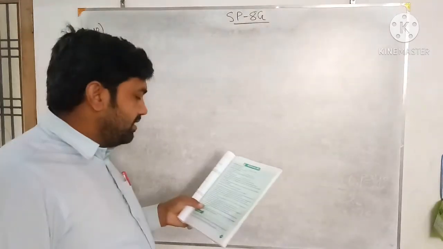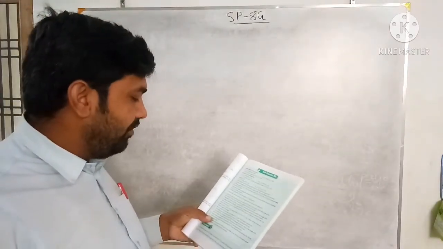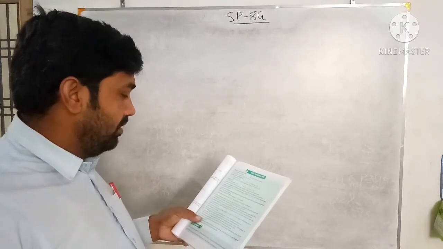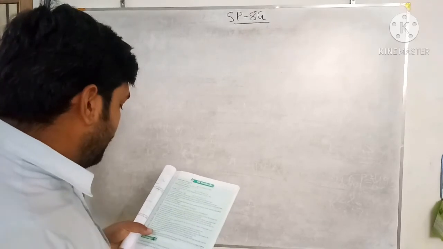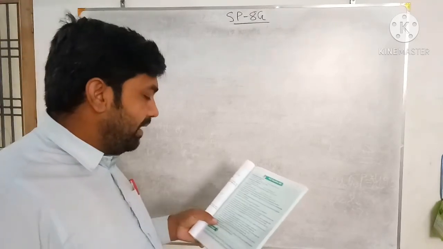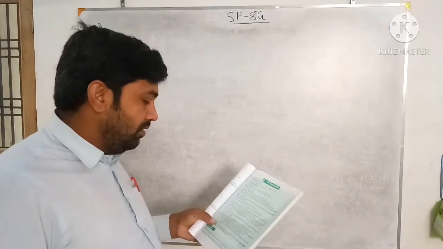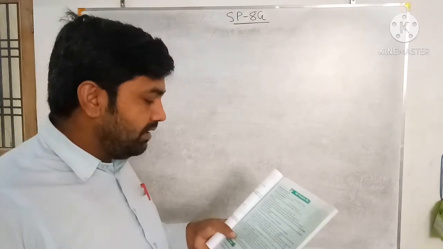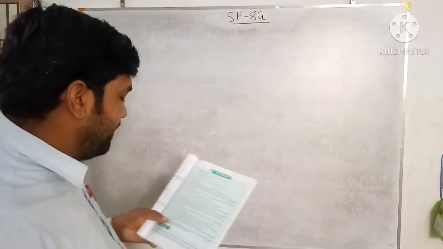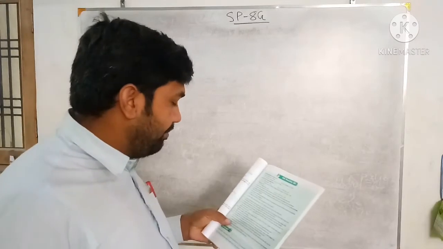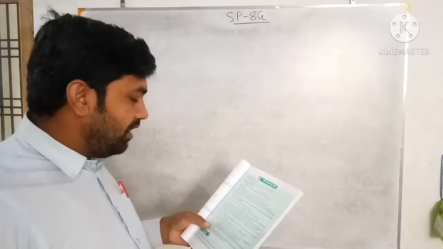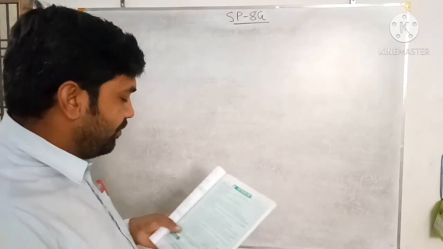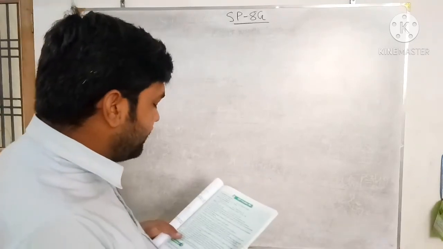So the person purchased 10 dozen pens at the rate of 40 rupees per dozen. So this is the purchase cost price, Cp. On checking, he found that 20 pens were not working. So in order to earn 25% profit, at what price should he sell each pen? So first we calculate the cost price of 10 dozen pens.